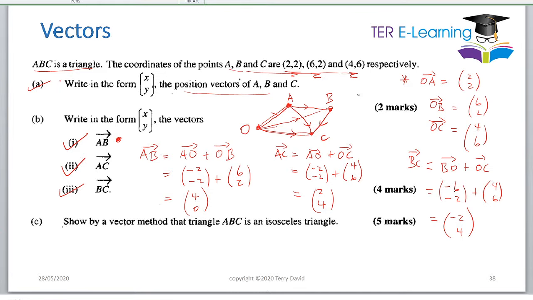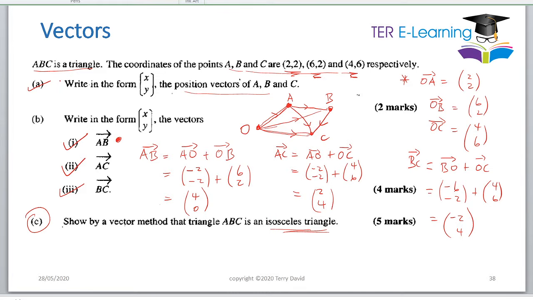All right, so BC is minus 2, 4. Okay, so we got the answers for those 3 parts. Now, this last part here, which is the last part I'm going to do, they want us to show by a vector method that the triangle ABC is isosceles.